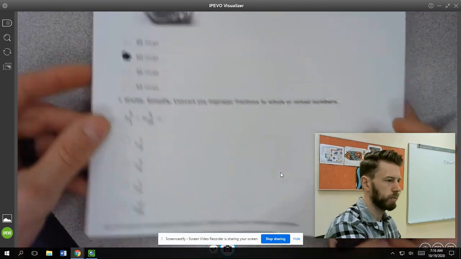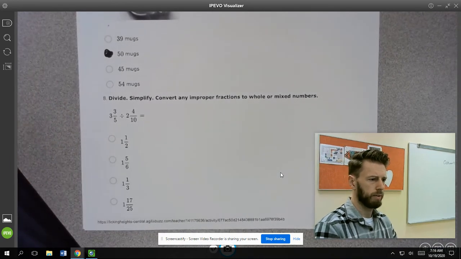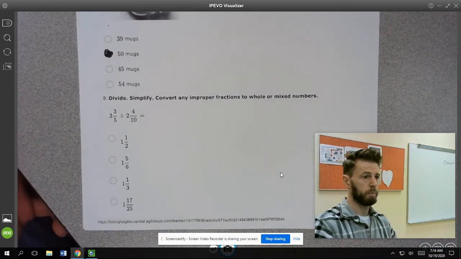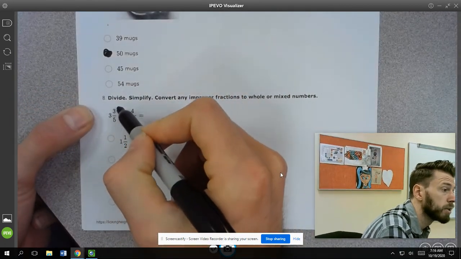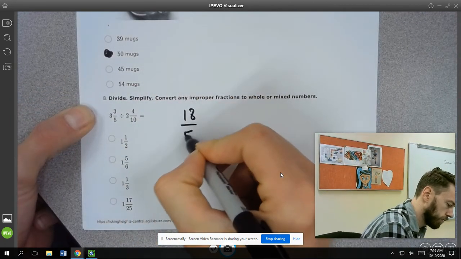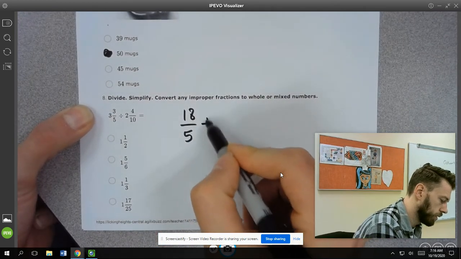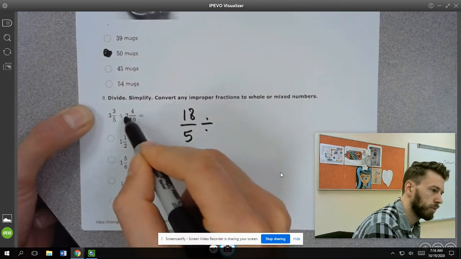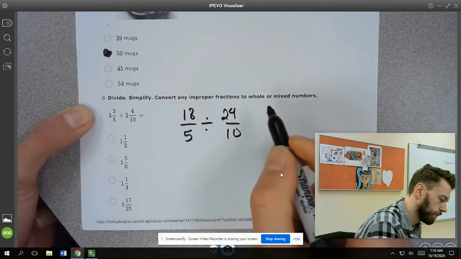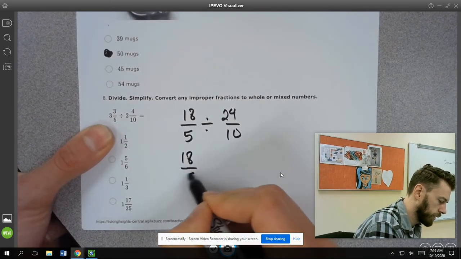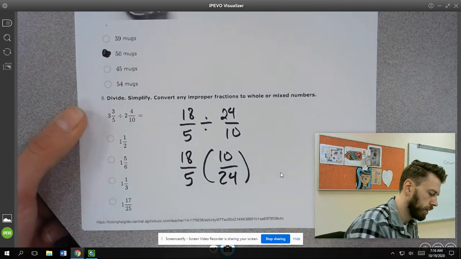Next one, number 8. We need to divide these mixed numbers, which means we need to turn them into improper fractions first. So 15 plus 3 is 18. This, for that one. Divided by 10 times 2 is 20 plus 4 is 24 tenths. And in order to divide these, I have to multiply by the reciprocal. So flip and then multiply.